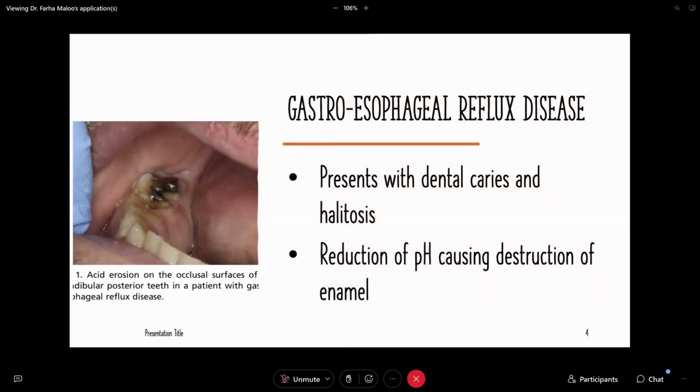Let's start with the first most important gastrointestinal disease, which is GERD. GERD, or the gastroesophageal reflux disease, results because of the reflux of acidic contents from the stomach into the oral cavity and the oropharynx. This causes a reduction in the pH and subsequent destruction of the enamel. Destruction of enamel would predispose the patient to recurrent dental caries and bad breath or halitosis. As evident from the picture, there is acid erosion on the occlusal surfaces of the mandibular teeth in the patient with GERD.